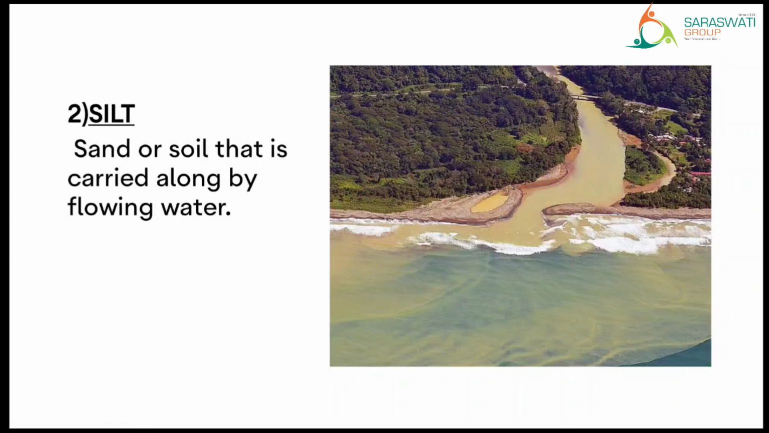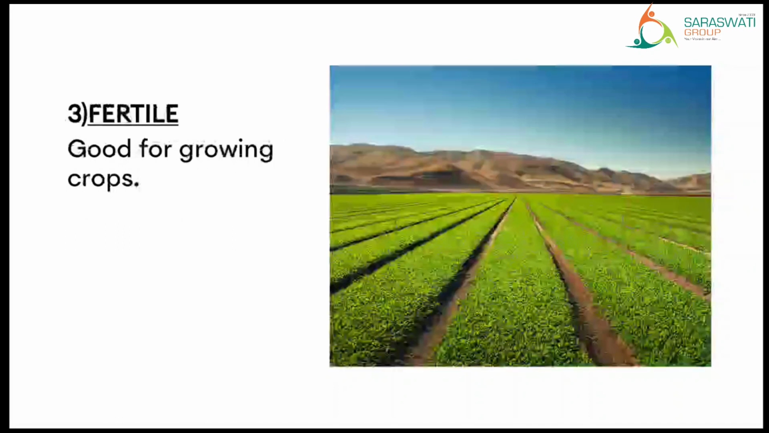Next, fertile. Fertile means good for growing crops. In the picture you can see a large area of land, completely green. So many plants are grown over here.